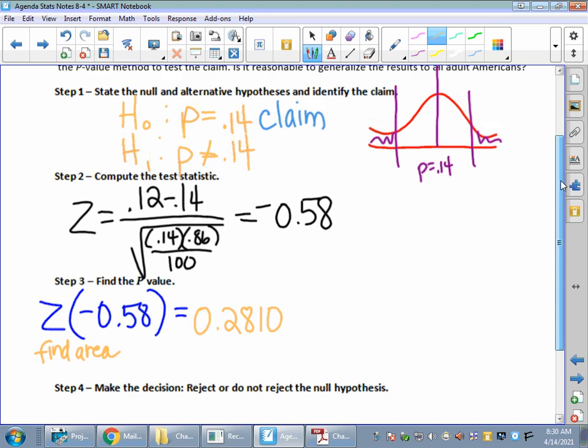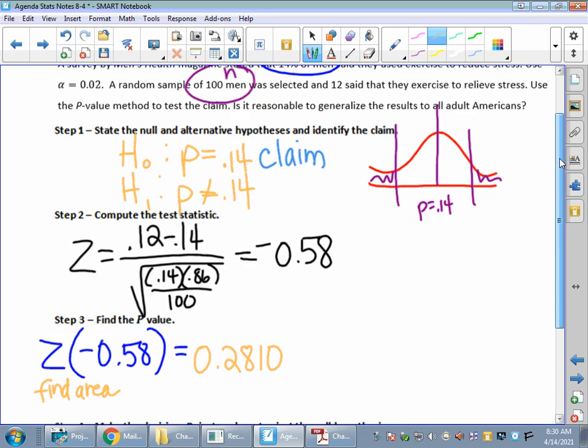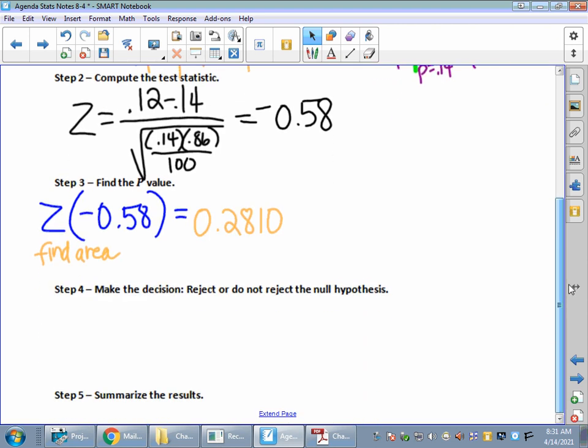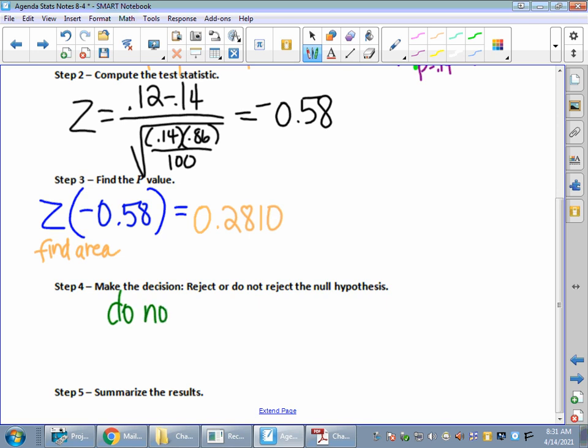So let's use our sense here. So alpha was 0.02, right? So if alpha is 0.02, that means I'm splitting that between these two ends. So 0.2810 on the negative side. If I were to color that in, 0.2810 would probably be like way out here, right? That goes into the non-rejection. My area for my p is a lot larger than my area for my alpha, which means I am not going to reject. Do not reject.